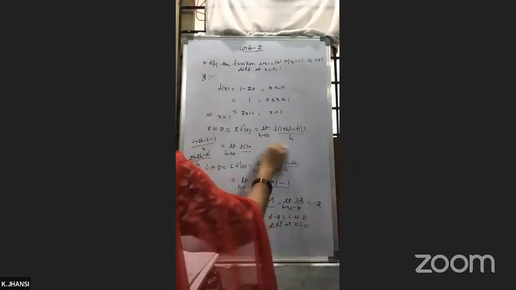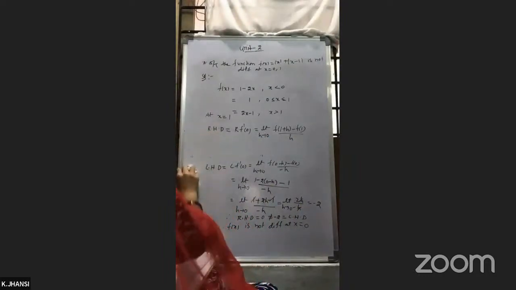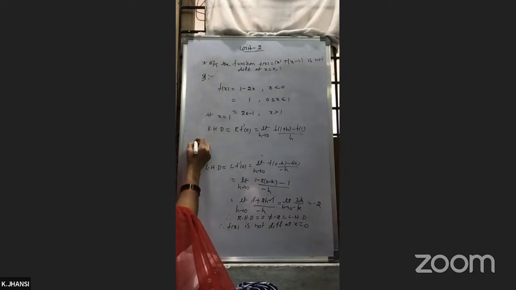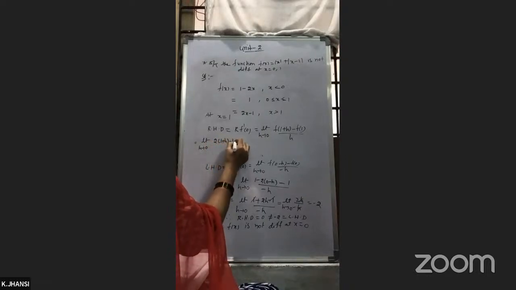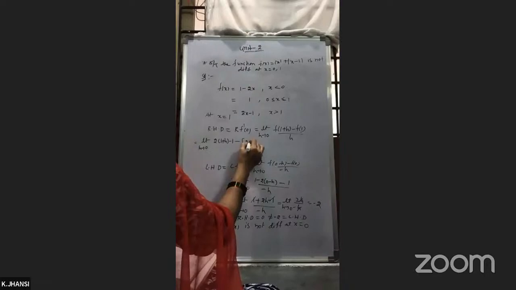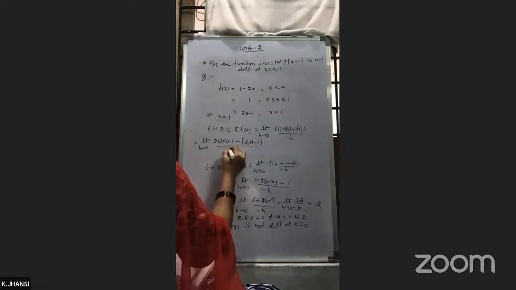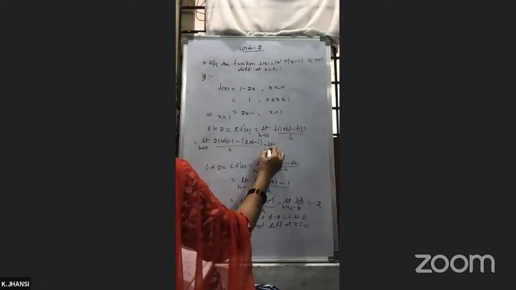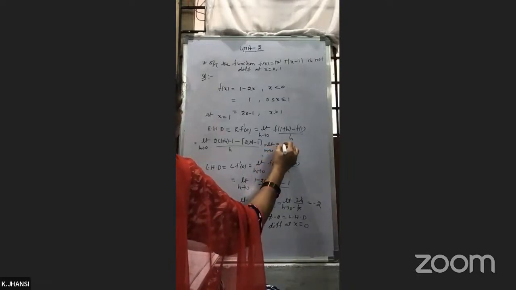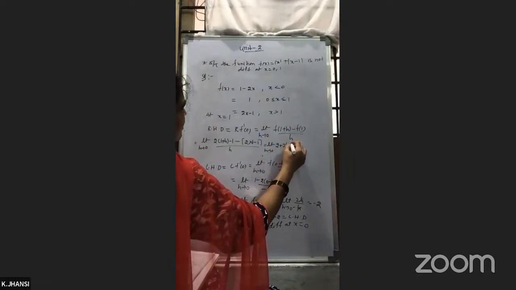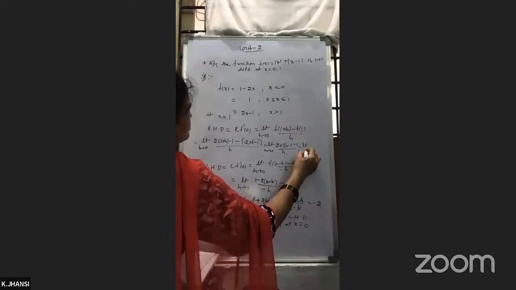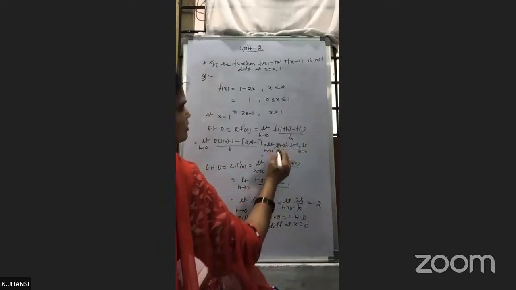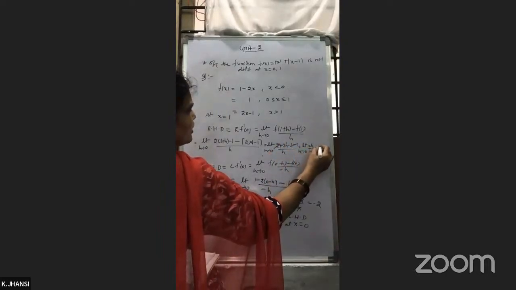I'll write here. 2 into 1 minus 1 by h. So it is limit h tends to 0, 2 plus 2h minus 1 by h. It is limit h tends to 0. This minus 1, this will get cancelled, 2h by h. So you'll get it as 2.